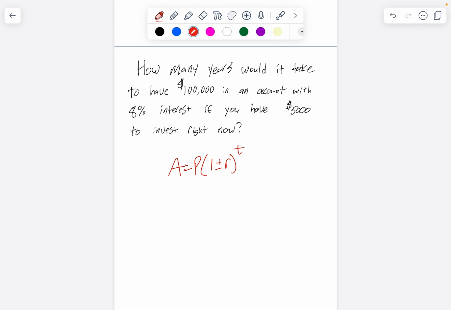Then when we plug in our information, our principal or P amount would be 5,000, and our goal is to have $100,000. So our final amount is $100,000. Our interest rate is 8%, so we would have 1 plus 0.08 to the power of T.